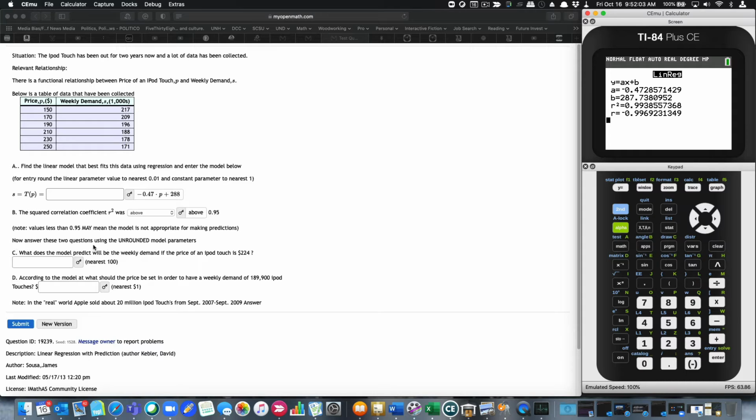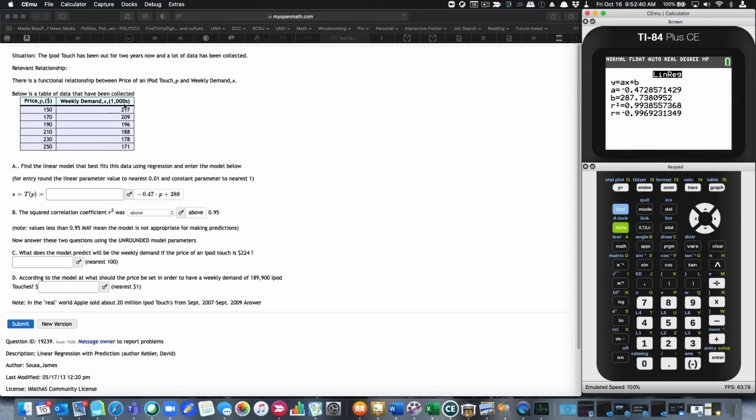Now answer these two questions using the unrounded model parameters. I think this is where people are running into issues. So what does the model predict will be the weekly demand if the price of an iPod Touch is $224? So we want to take our equation, this negative 0.47 blah blah blah, and use all of the digits and figure out if I price the iPod Touch at $224, meaning if I put that in for X, then what would the Y value be rounded to the nearest 100? So there are two things going on.